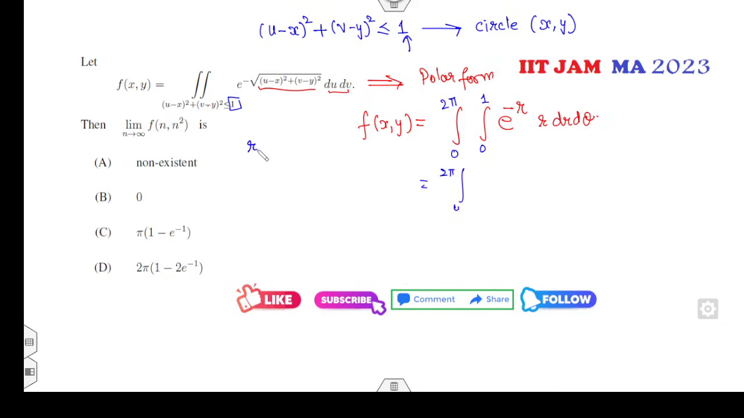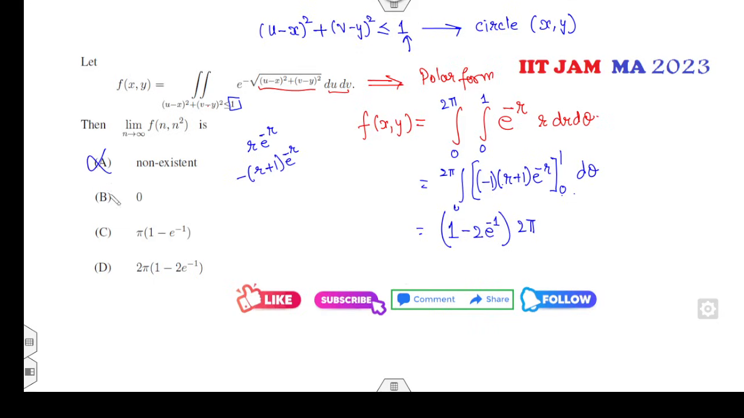What is the integration of r e raised to power minus r? That will be minus (r plus 1) e raised to power minus r, from 0 to 1. So what is the answer? If you substitute 1, it is minus 2 e raised to power minus 1. When you substitute 0, it is minus 1, and into the limits 0 to 2 pi, it is minus pi. The first answer cancels, the pi cancels. D is the right answer of the problem.